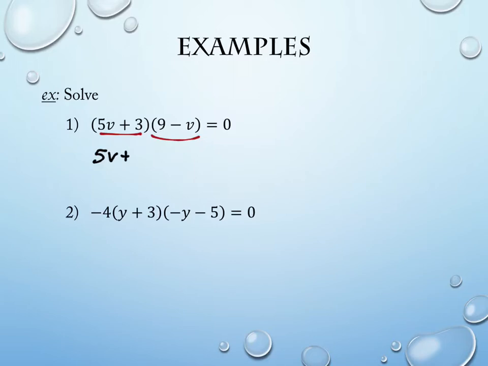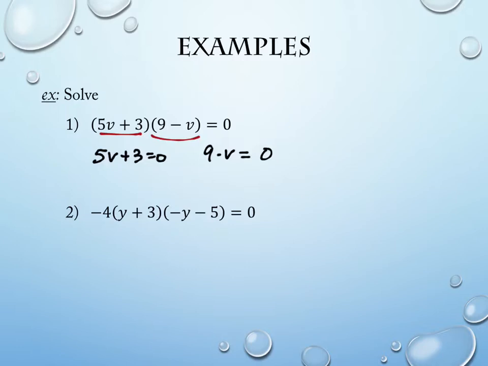So 5v plus 3 is equal to 0, and 9 minus v is equal to 0. This is unique to 0. This doesn't work if it's set equal to 5. I don't have this equal to 5 and then set each piece equal to 5 and make that work. It doesn't work like that. It only works when it's set equal to 0. So if I have it in a form where I have two pieces multiplied, which both of these examples are, I'm able to set each of the individual pieces equal to 0 and solve. So at this point, it turns into the linear equations that we've been working with previously.